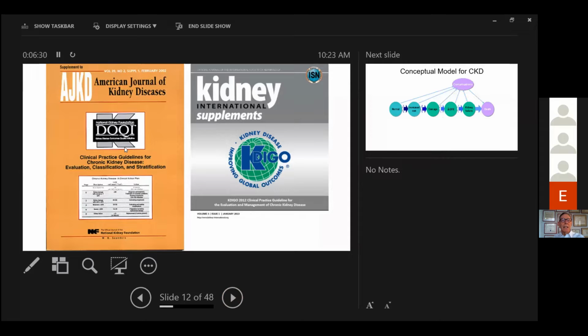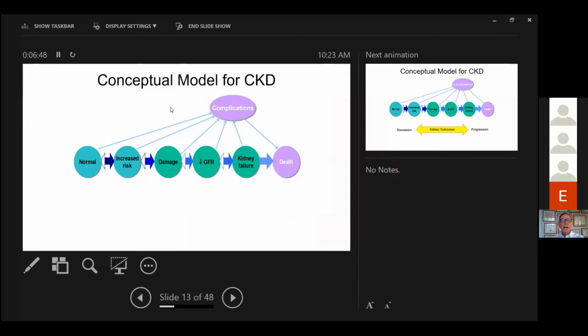Going now to guidelines. The guidelines for chronic kidney disease, both the KDOQI guidelines from 2002 and the KDIGO update in 2012, were developed to try and identify earlier stages of kidney disease to prevent kidney failure. We developed a conceptual model for CKD where kidney failure is the end stage. Earlier stages are low GFR and kidney damage. And at any stage, there can be complications which lead to death.